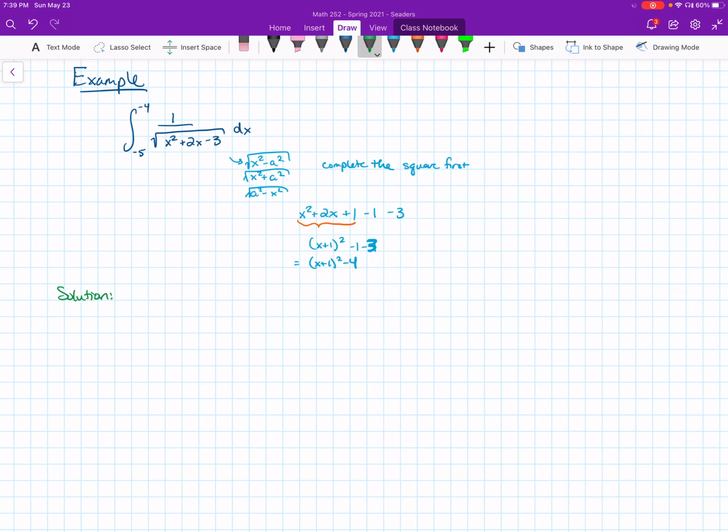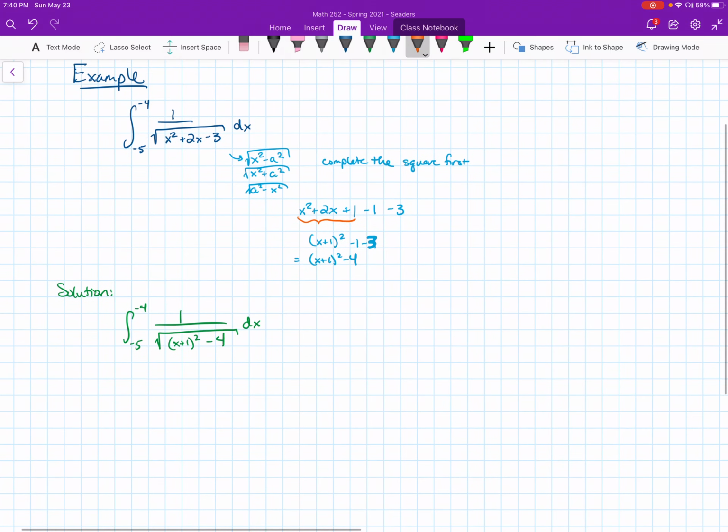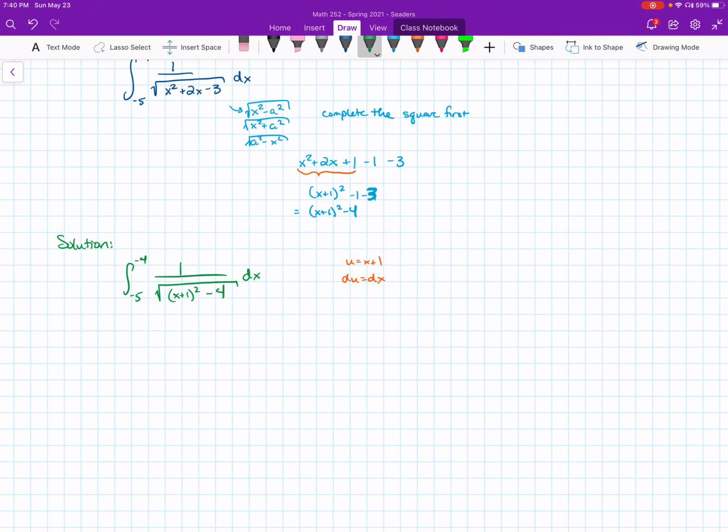So let's replace my whole integral with this completed-the-square version. Instead of x squared plus 2x minus 3, I have the square root of x plus 1 squared minus 4. And this looks more like an x squared minus a squared inside the square root. To get it to really look like a variable squared minus a squared, I'm going to do a u substitution. I'm going to let u be x plus 1, and du is going to be dx.